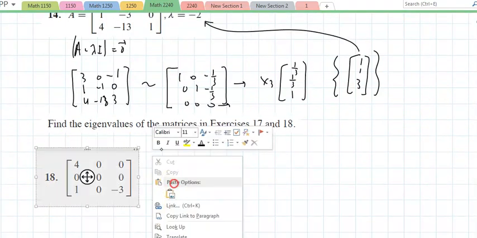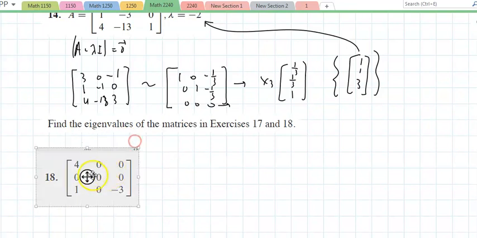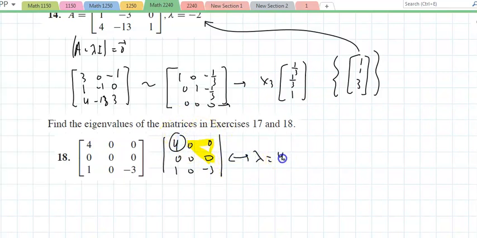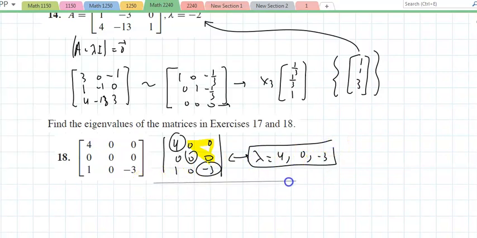And if I look at this problem, find the eigenvalues of the matrix. Do you remember what that theorem just said? Isn't this a triangular matrix? The eigenvalues are lambda equal 4, lambda equal 0, and lambda equal negative 3. And that's what we're going to do in the next two sections. We're going to find the eigenvalues and eigenvectors given just a matrix.